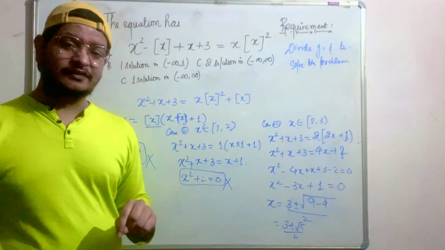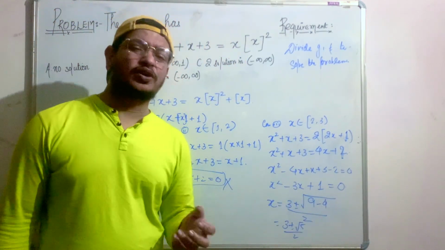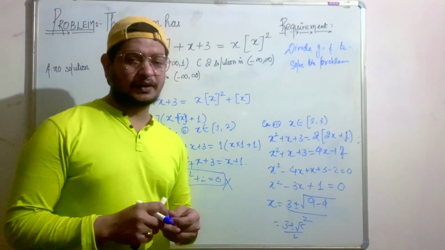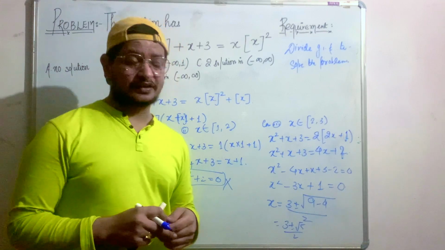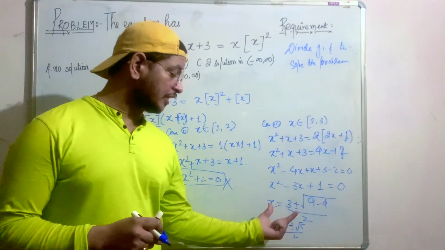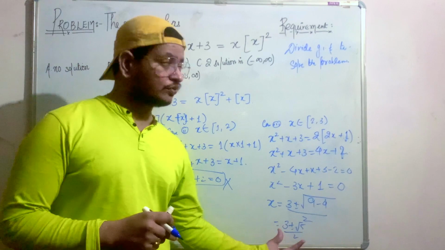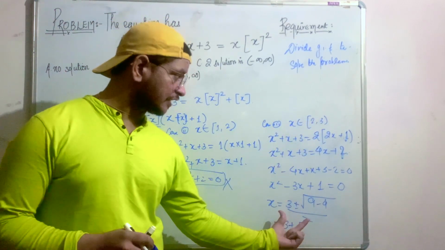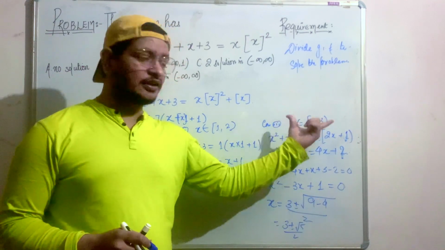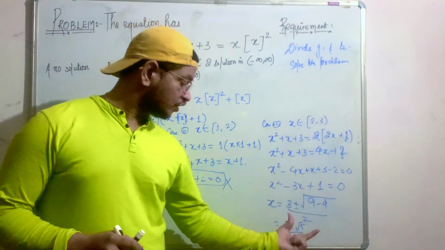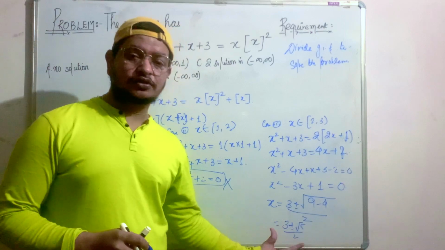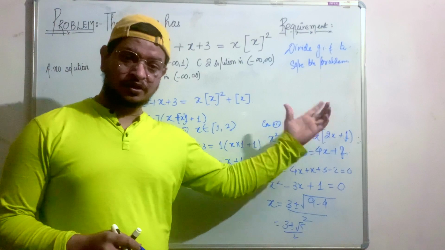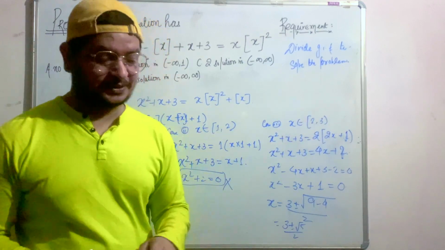But if I add, 3 plus root 5, root 5 is about 2.14, so 3 plus root 5 by 2 can be written as about 2.5, which means there is a possibility that 3 plus root 5 by 2 will come between 2 and 3. So there is one solution that we are getting from here, x is equal to 3 plus root 5 by 2. Okay, so one solution is formed.